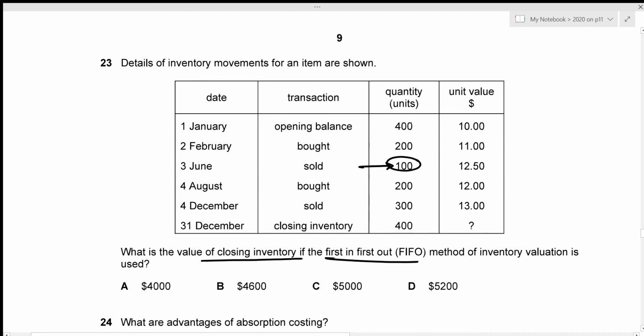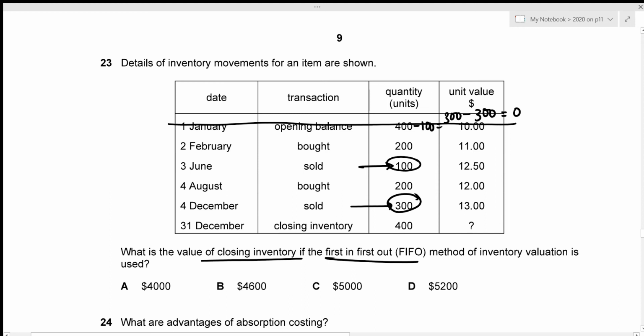So that's 400 minus 100, which results in 300. Then we bought 200, which is an addition to our closing inventory. So we can just ignore it for now. Then we again sold 300 units. We are still talking about FIFO method, which means that this 300 should be reduced from the first batch of purchase, which is the opening balance, because we still have 300 units, right? So we just need to subtract 300, which means that now our opening balance is exhausted. So we cannot use this anymore. Then we have our closing inventory of 400. Okay, we just need to figure out its balance.